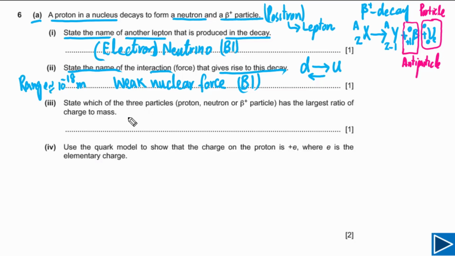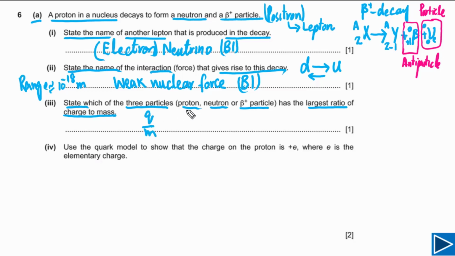Let's move on to the next part. For the next part, the question is asking us to state which of the three particles, proton, neutron, and beta plus particle, has the largest ratio of charge to mass. Simply, it is asking us Q by M. Which one has the greatest ratio of Q by M?